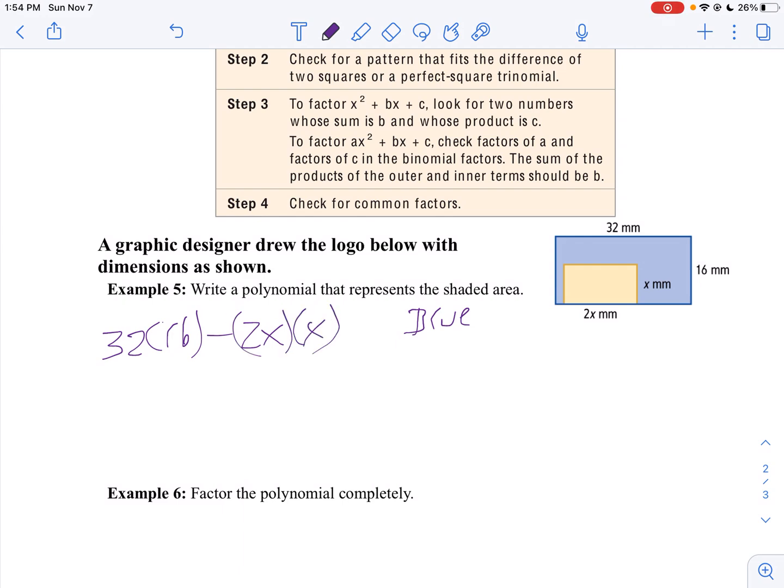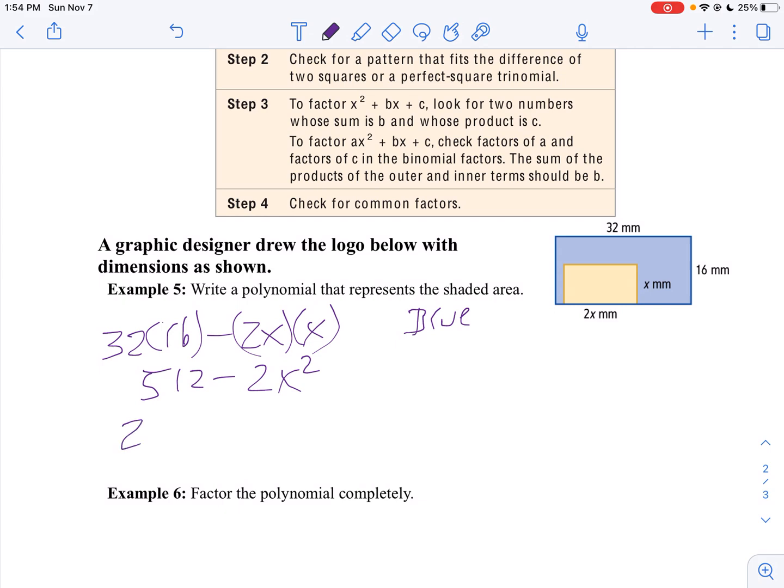Well, 32 times 16, we'll use our calculator there. 32 times 16 is 512. Minus 2x times x, well, that's 2x squared, isn't it? Now, let's go through our terms. Is there a common factor? Yes, there is. I can factor out a 2, can't I?